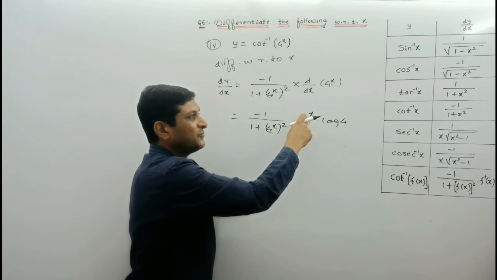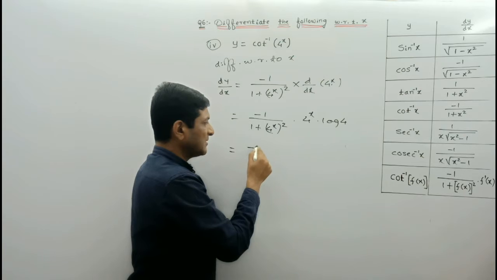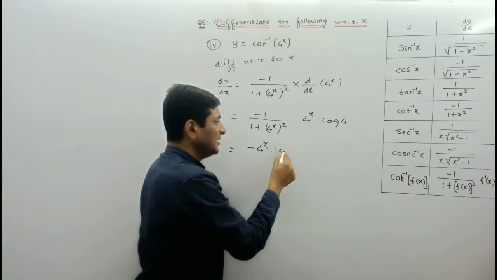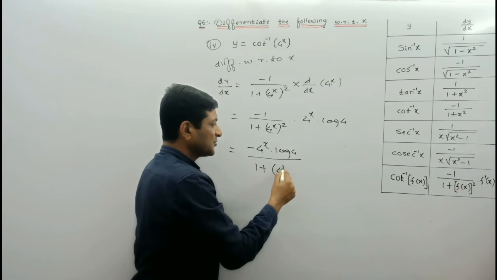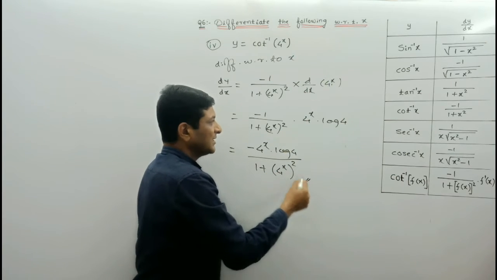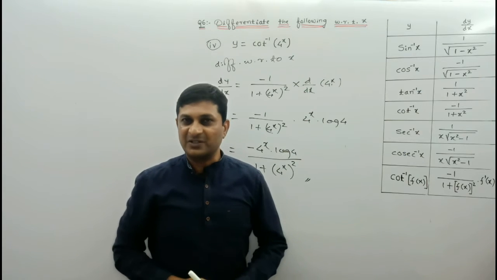Multiply by 4 raised to power x into log 4 to minus 1. So in the numerator we'll get minus 4 raised to power x into log 4, and in the denominator 1 plus 4 raised to power x raised to power 2. Keep it as it is. In this way we have got the differentiation of this given function.